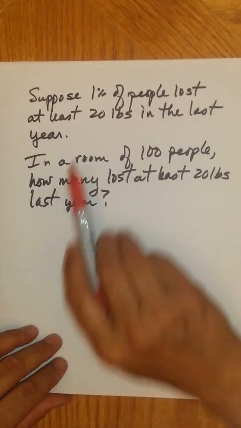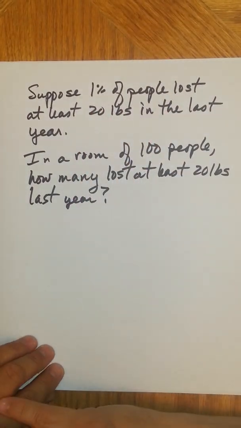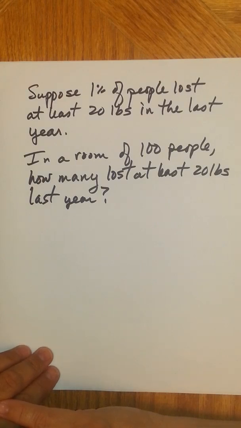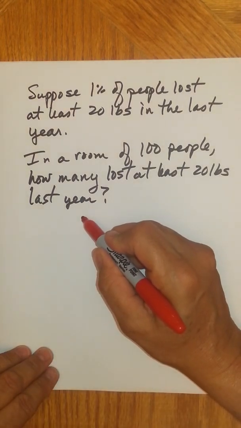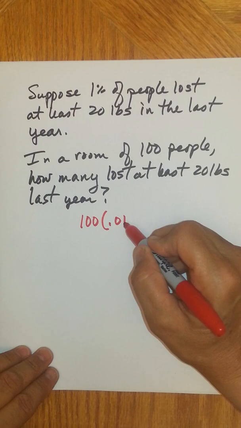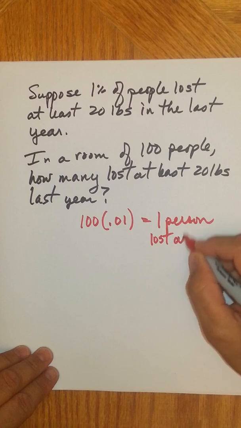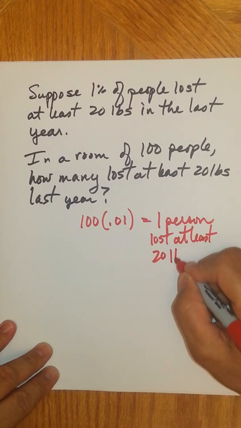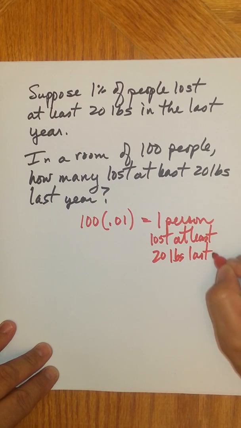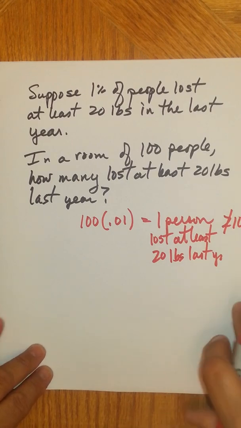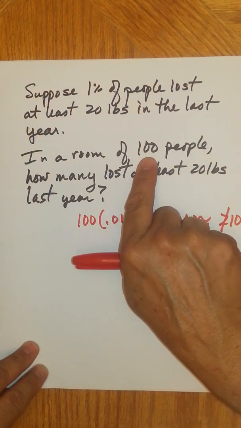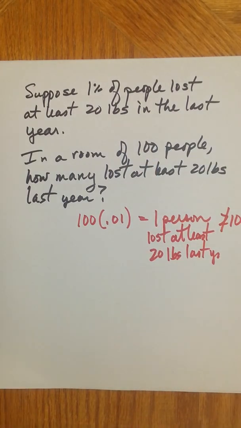Suppose, instead, that we know that only 1% of people lost at least 20 pounds in the last year. So in a room of 100 people, how many lost at least 20 pounds last year? Well, in this case, you'd say 100 people times 1% equals only one person lost at least 20 pounds last year. And that is definitely not greater than 10. So what just happened? I have more people than 60, and yet I only had one person, and in the other case we had 18.